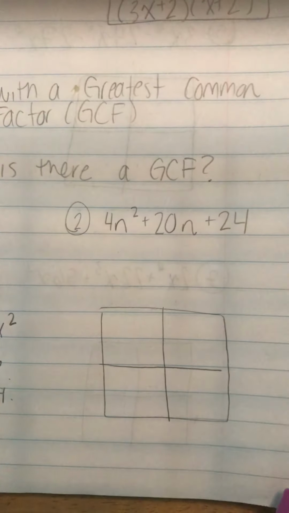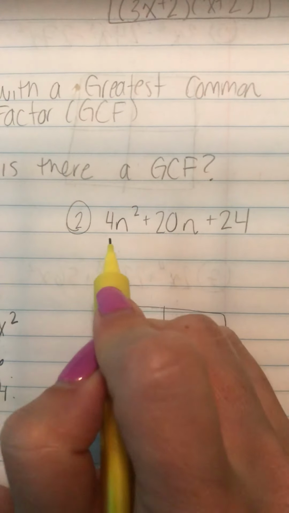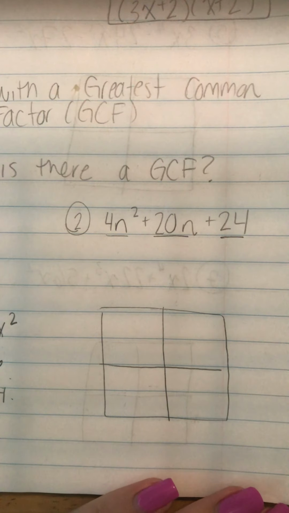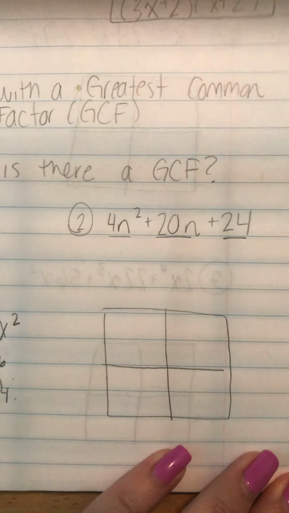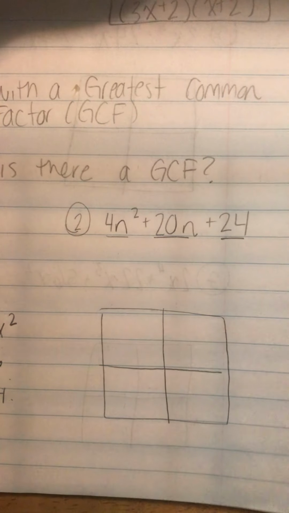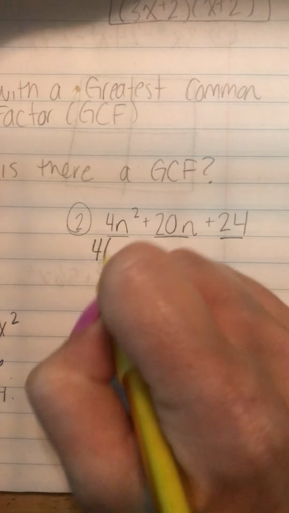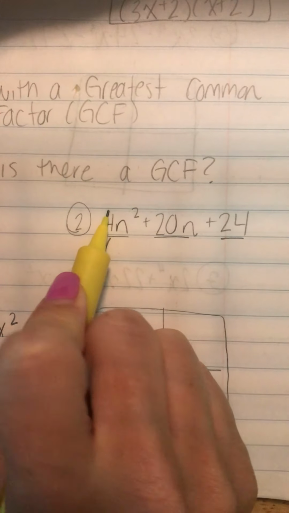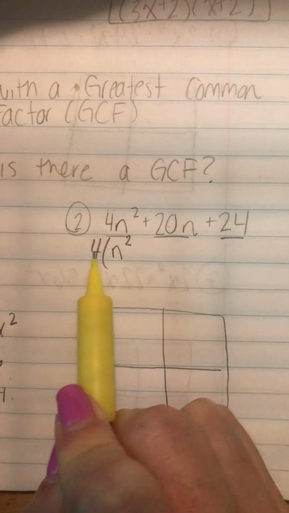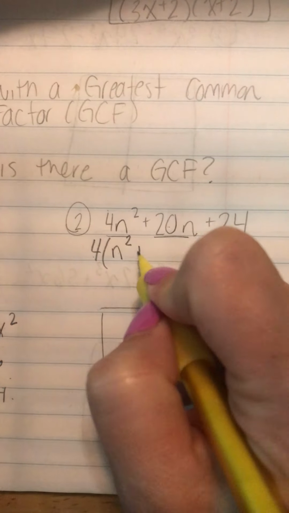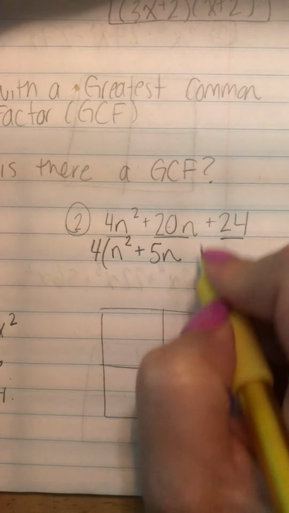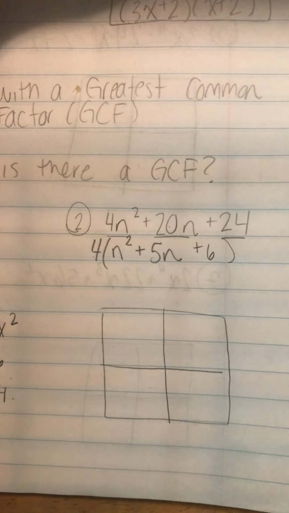Number 2, is there a greatest common factor? What's the biggest number that goes into all 3 of those terms? Well, if you caught my hint, it is 4. So 4 goes into all 3 of them. So if I pull out a 4 here, if I take away this 4, I'm just left with n squared. If I do 20 divided by 4, that leaves me with 5. And then 24 divided by 4 leaves me with 6.